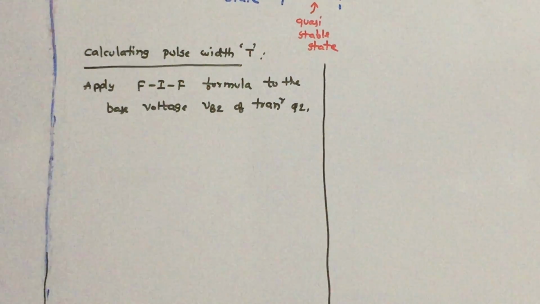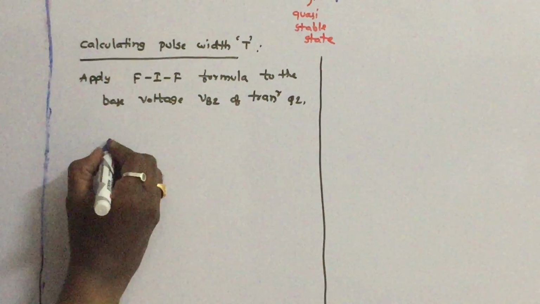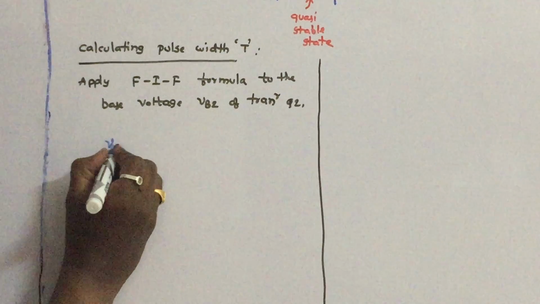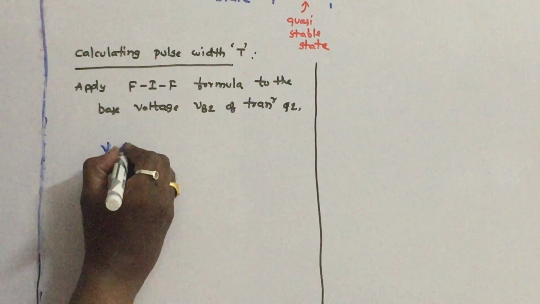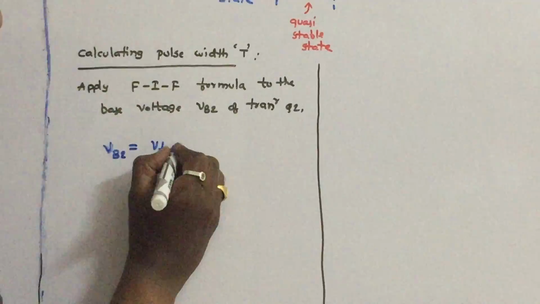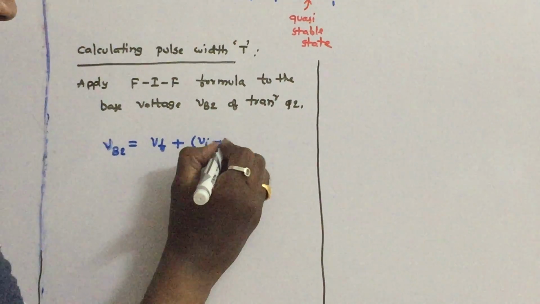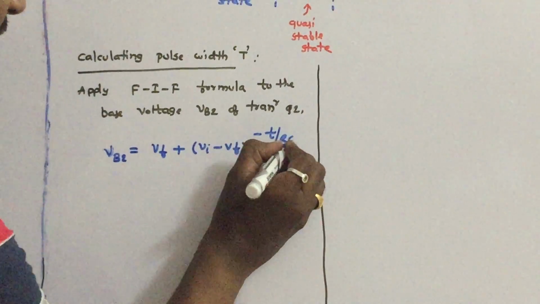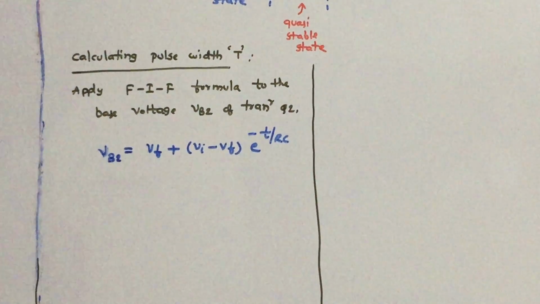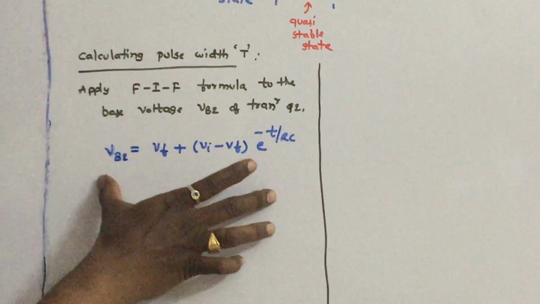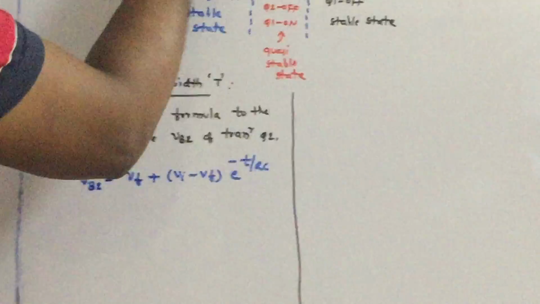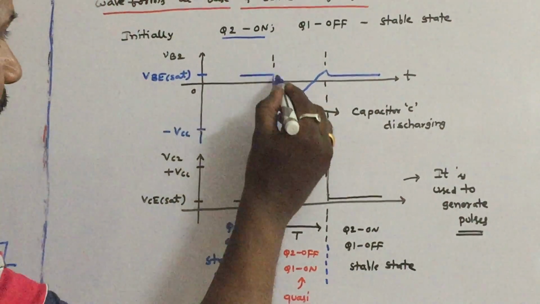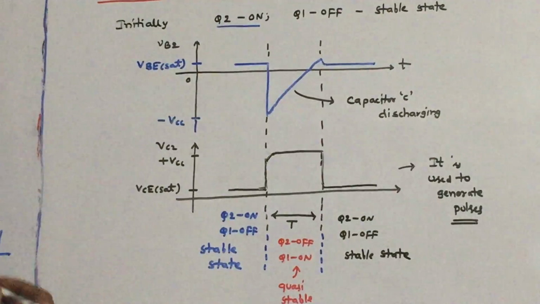You know what the FIF formula is. Very simple formula. The base voltage VB2 is equal to VF plus (VI minus VF) into e power minus T by RC. So let us apply this very important formula to this portion of the waveform.